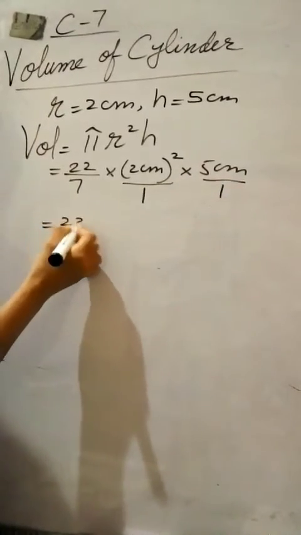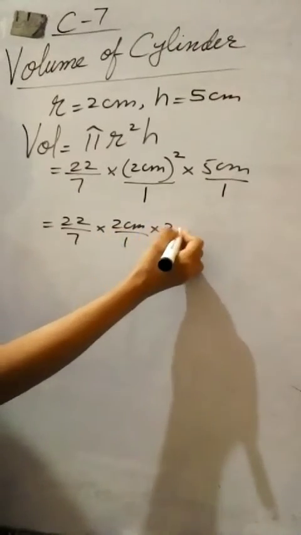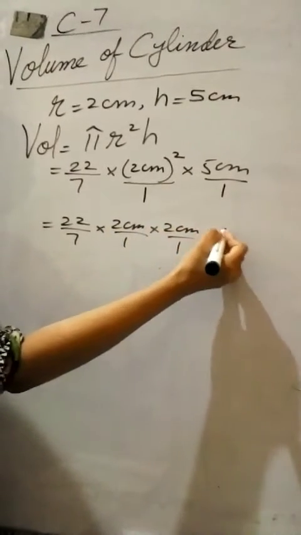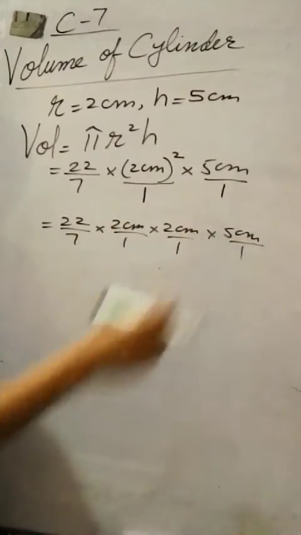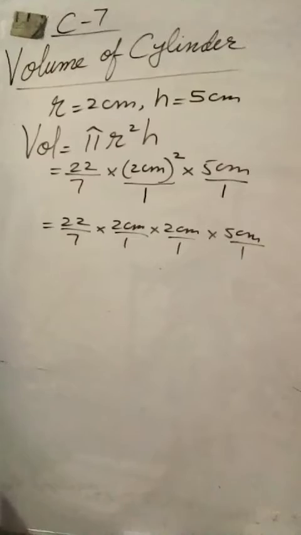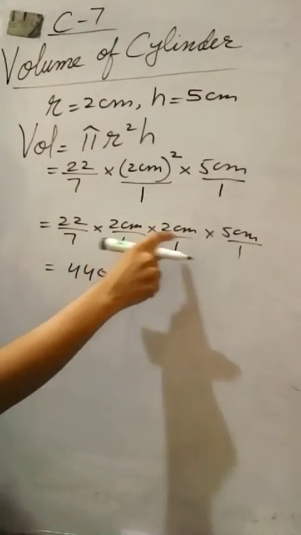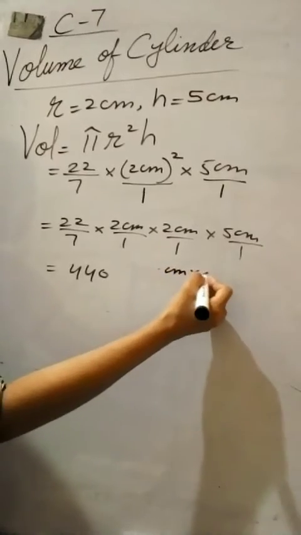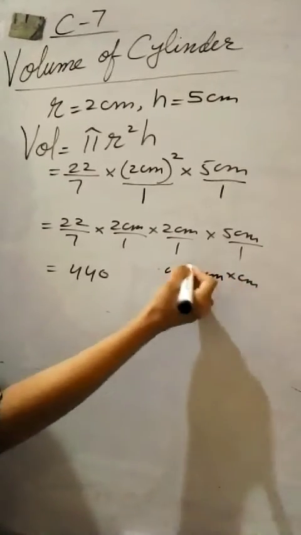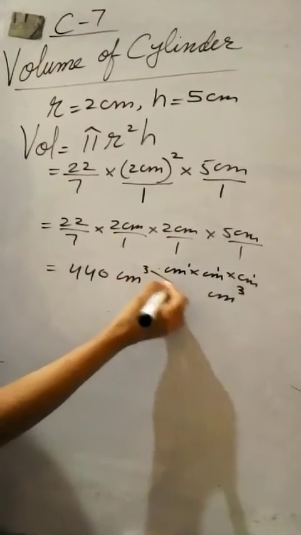Now open it. 22/7 multiplied by 2 centimeter, multiplied by 2 centimeter, and then we have 5 centimeter. Multiply all the numerators and the answer will be 440. Centimeter multiplied by centimeter multiplied by centimeter, we have 3 centimeter. When the bases are same, powers will be added. So centimeter cube, 3 is called cube.